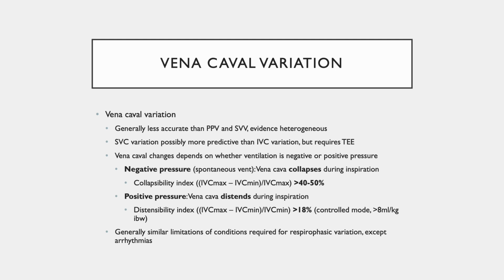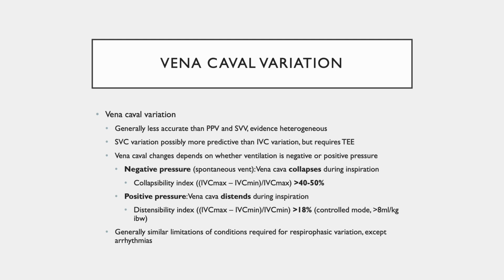IVC variability is commonly used to assess for fluid responsiveness. I think, however, it is important to note that the supportive evidence is much less robust than the earlier described methods of passive leg raise or pulse pressure and stroke volume variation because of different confounders. Different cutoff values have also been described in different settings and different studies.